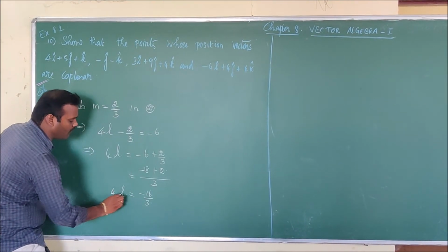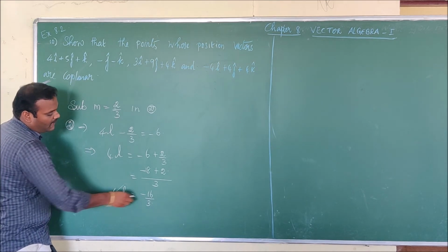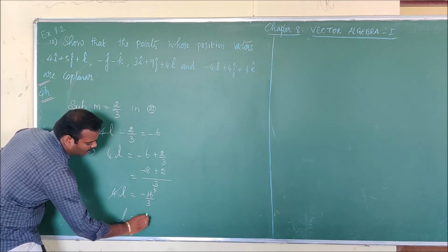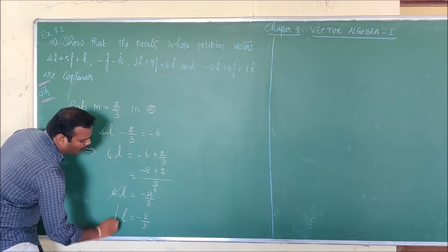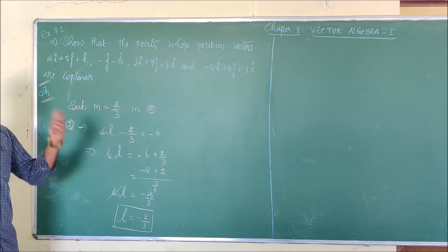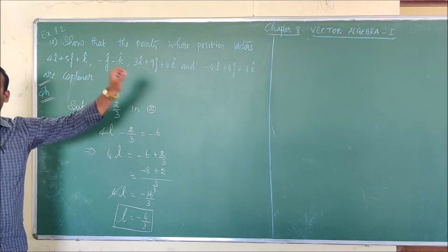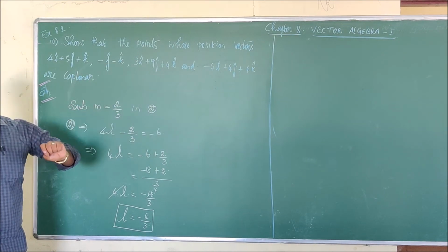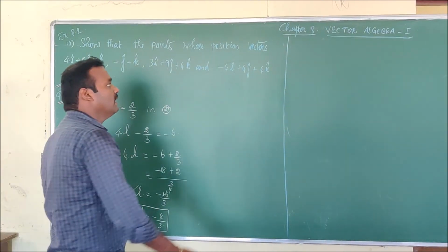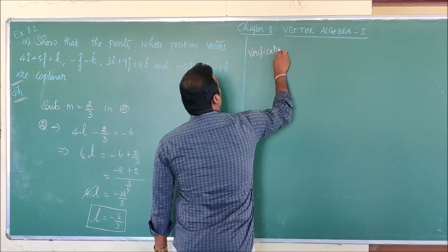Here you are having 4L. So what will you get in the next step? When you cancel this, you will get 4. So the value of L is equal to minus 4 by 3. So we have found out the value of L. Now you have to substitute the value of L and M in the equation which is not yet used. What is the equation we have not yet used? The third equation. In order to verify, now I am going to do the verification.